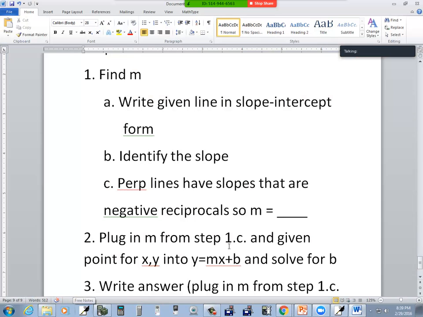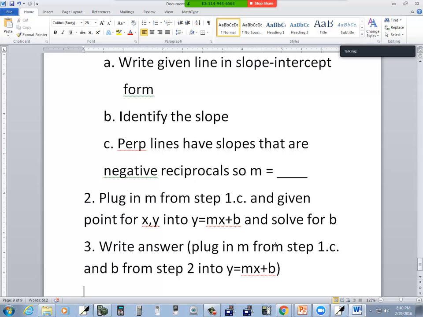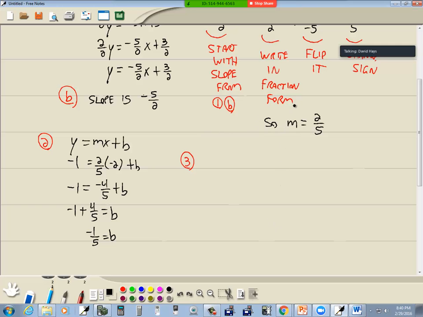Step 3. We want to write our answer. We want to plug in m from step 1c, which we said was 2/5. So we got y is equal to 2/5 x, and then the b from step 2, which we said was negative 1/5. So our answer will be y is equal to 2/5 x minus 1/5. And that's how you find the equation of a line given a point and a perpendicular line.